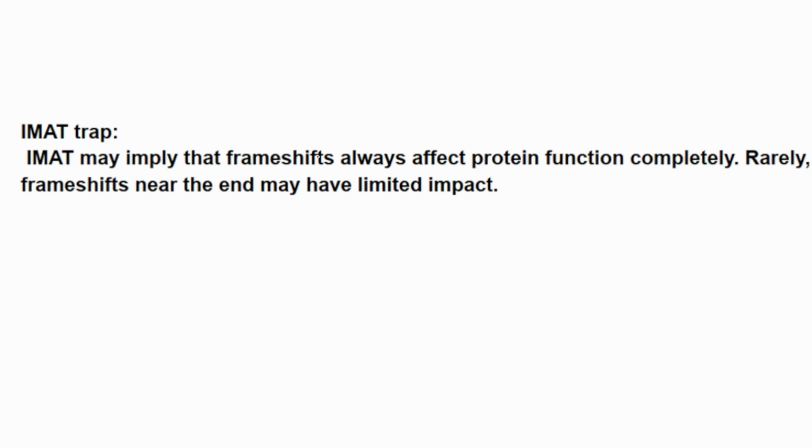If a frame shift occurs near the start of the gene, almost the entire protein sequence downstream is altered, so the protein usually loses function completely. If the frame shift happens near the end, only a small tail of the protein is changed. The main structure of the protein may already be built correctly, so function can be partly preserved or only mildly affected. This is rare but biologically possible, and that is why IMAT words the trap carefully.